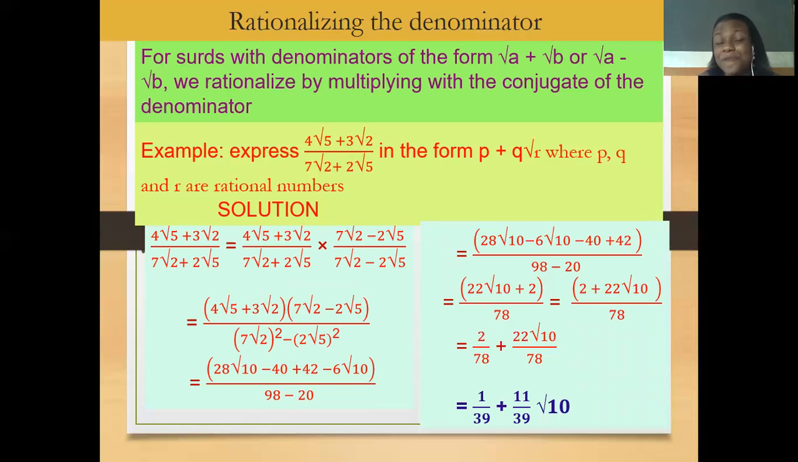So if you are asked to find P, for example, P here now is 1 over 39, Q here now is 11 over 39, and R is 10. You can see they are all rational now. Okay, so that is that.